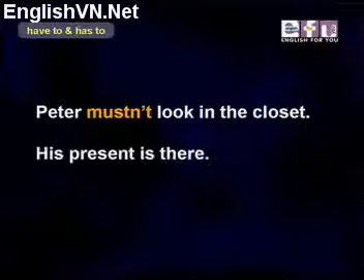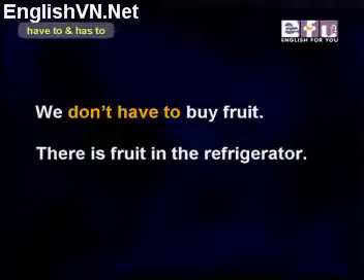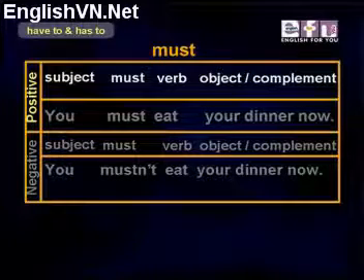Okay, next example. Peter mustn't look in the closet. His present is there. It is forbidden for Peter to look in the closet. Next example. We don't have to buy fruit. There is fruit in the refrigerator. So we can see that it is not necessary to buy fruit. Here is a chart to help you.